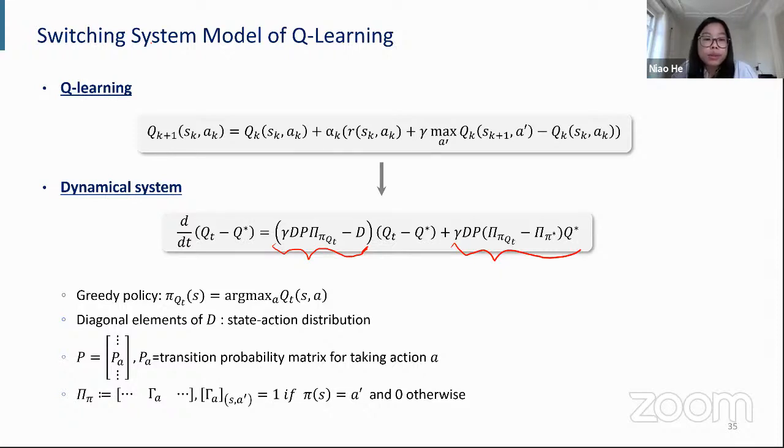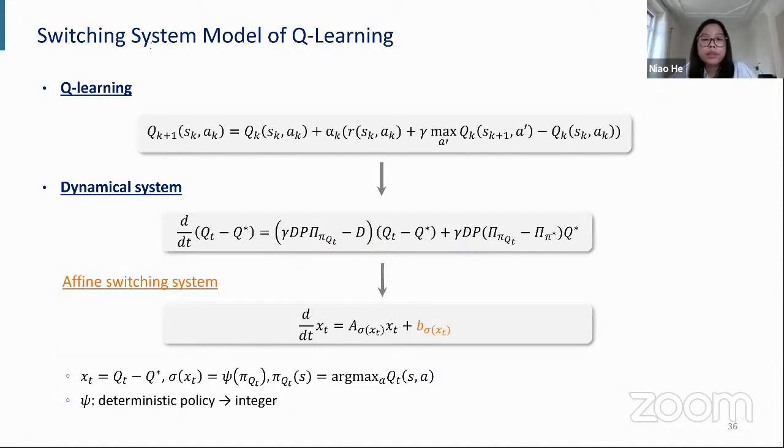This may not be immediate to you, but if you rewrite this using the notations I just introduced, if you denote x_t as just the difference between Q_t minus Q star, and if you denote this matrix here as just this matrix A, you can see that this switching signal sigma actually depends on your current state Q_t, right? So this is indeed a state feedback switching policy here.